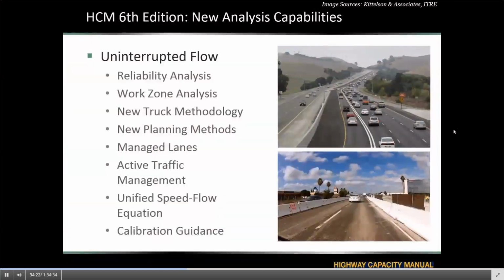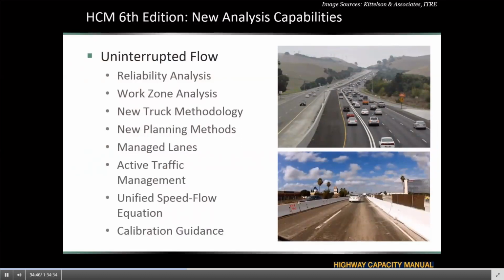Summarizing some of the highlights for uninterrupted flow facilities, these are the freeways, multi-lane highways, and 2-lane highways. There's a long list of really core changes and new functionality that have never been in the HCM before. Reliability analysis is clearly one that has driven the new release of the HCM 6th edition only 5 or 6 years after the HCM 2010 came out.